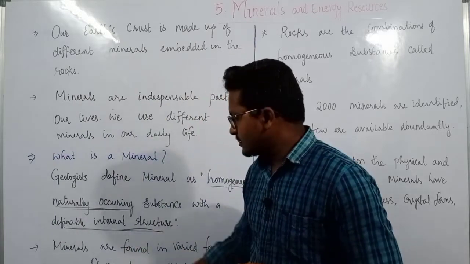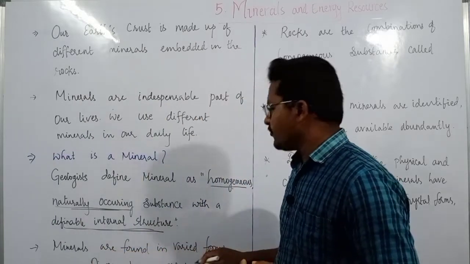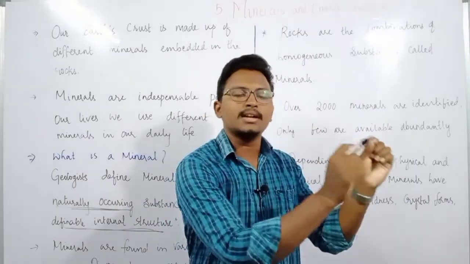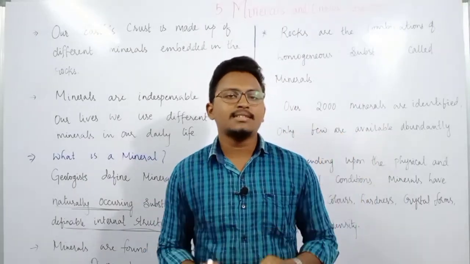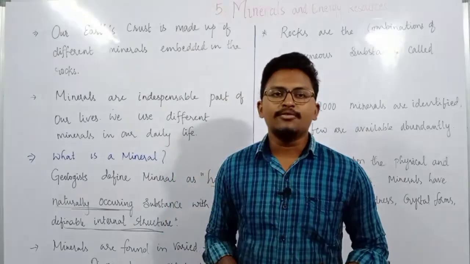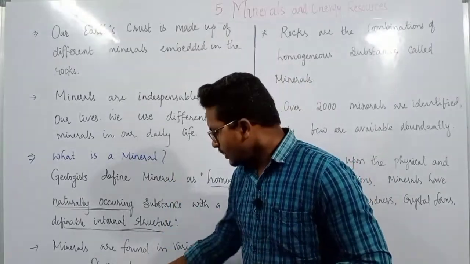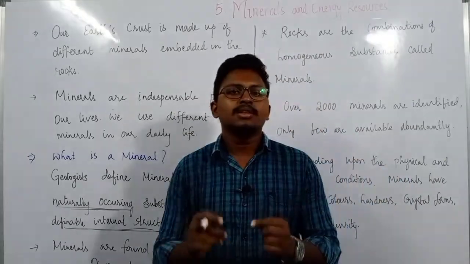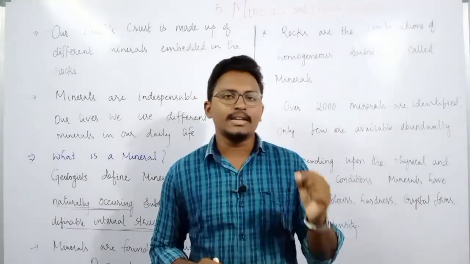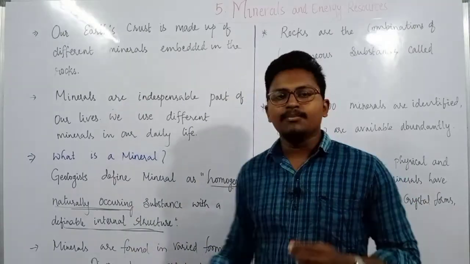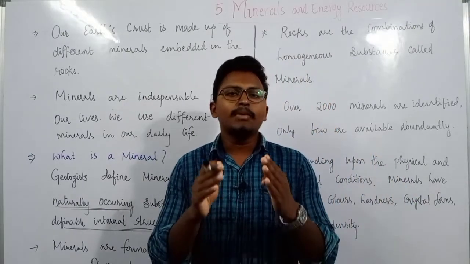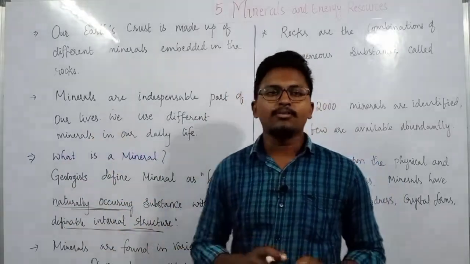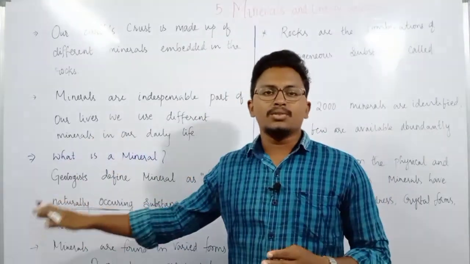Here you can see minerals are found in varied forms. That means we cannot say a mineral can be found only in one certain type, but it exists in different forms. For example, from a diamond to the softest talc: you know how hard the hardest diamond is, as well as how soft talcum is. So minerals occur in varied forms, from the hardest to the softest.